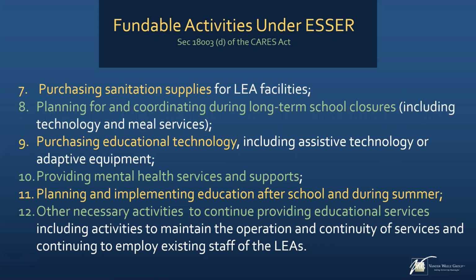And then, of course, the broadest category, other necessary activities to continue providing educational services, including activities to maintain the operation and continuity of services and continuing to employ existing staff of the LEAs. These are the 12 main points created under the CARES Act for ESSER funding. All 12 of these points and all 12 of these allowable costs continue on throughout CRRSA and ARPA. So the 200 plus billion dollars that has been provided is available for these primary activities.